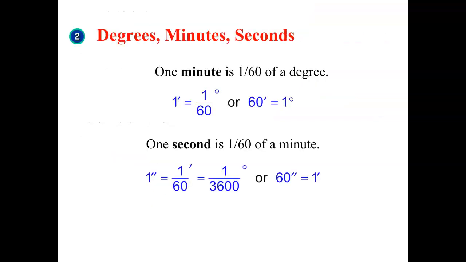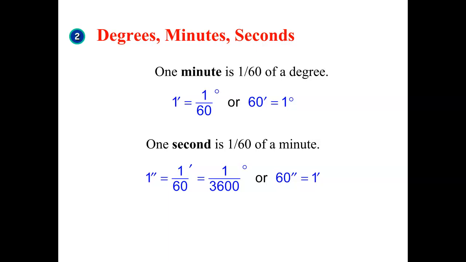Okay? Now, we can break up a degree into smaller parts. So we can write degrees using decimals. Sometimes we'll have decimals, 35.7 degrees. Okay? Or we can break it up into what we call degrees, minutes, seconds. Okay? It's very similar to time on a clock.